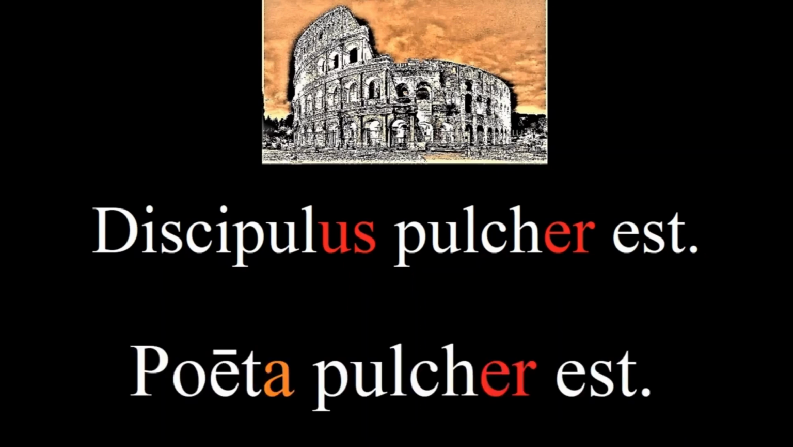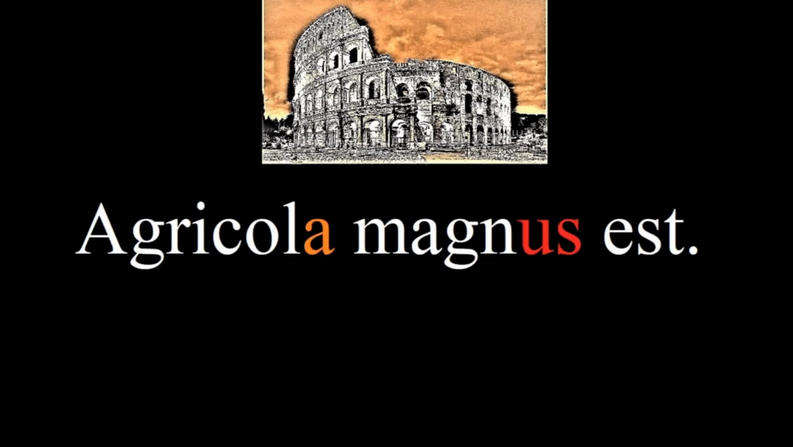Poeta pulcher est. And the same would go for agricola. Do you remember the word for big? It declines just like amicus. Try to say, the farmer is big. Agricola magnus est.